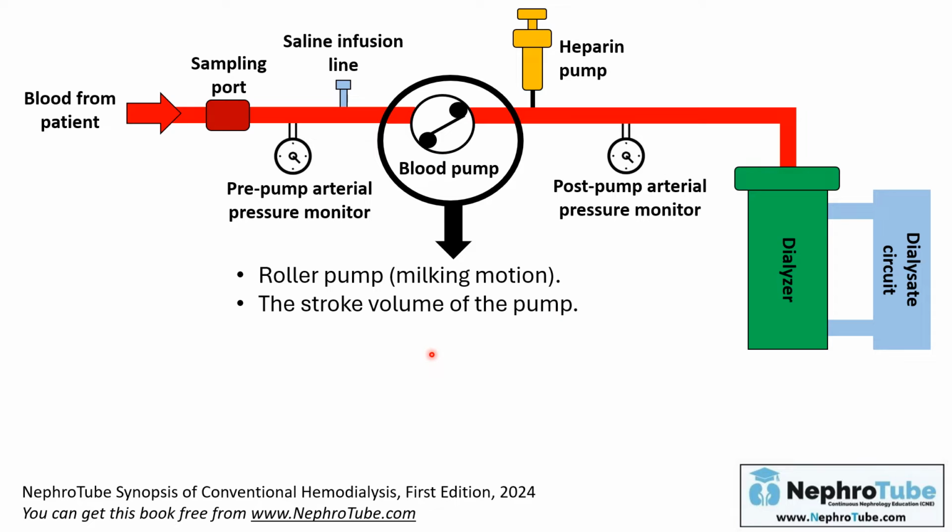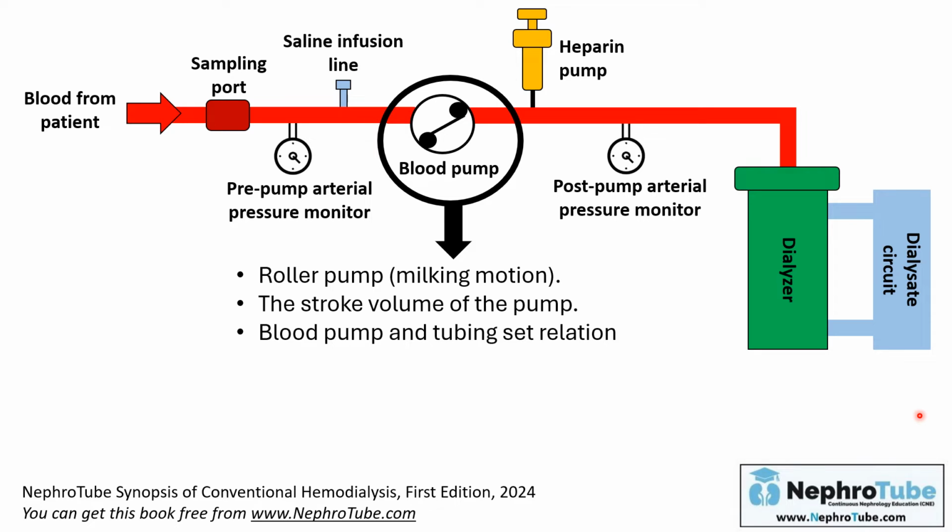The amount of blood that is pumped per one pump of the blood pump is called the stroke volume. Okay. As I mentioned, the part of the arterial segment within the blood pump must be rigid to be able to maintain the blood flow.